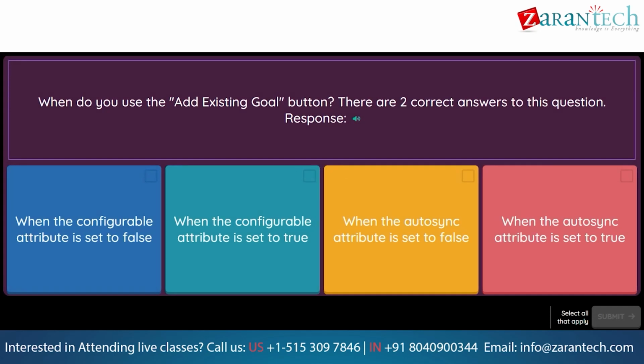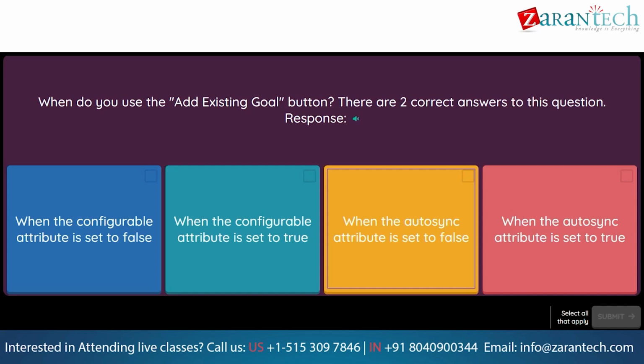Question: When do you use the Add Existing Goal button? There are two correct answers to this question. Response: Option 1: when the configurable attribute is set to false. Option 2: when the configurable attribute is set to true. Option 3: when the auto-sync attribute is set to false. Option 4: when the auto-sync attribute is set to true.